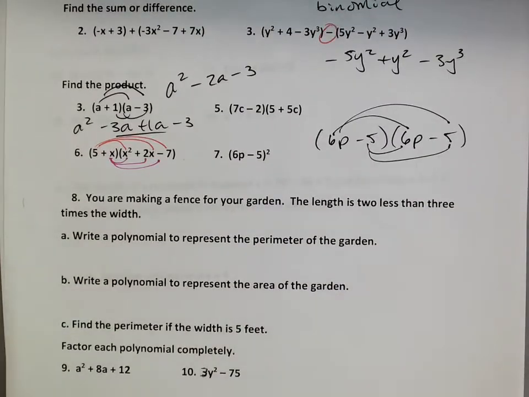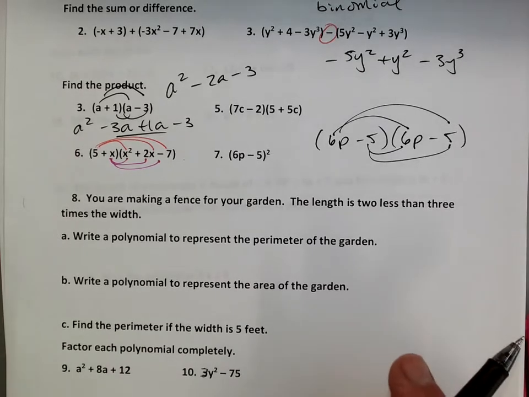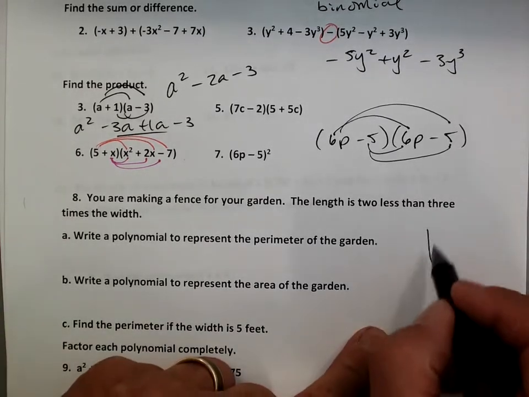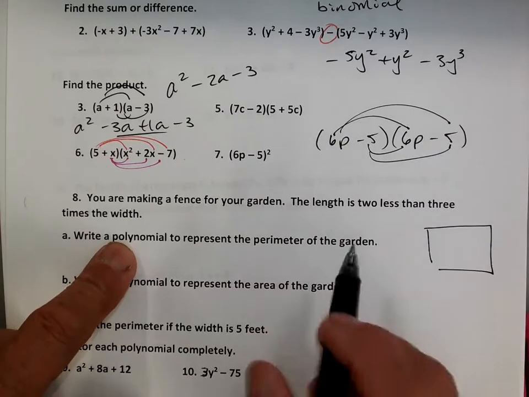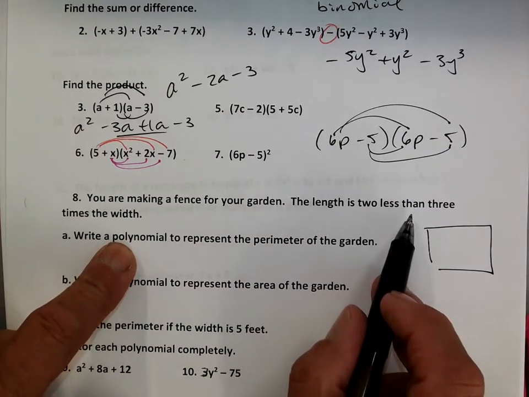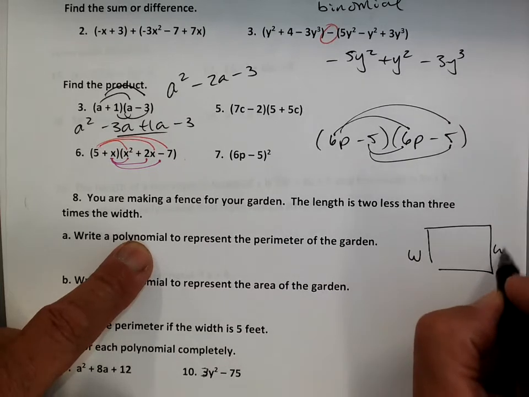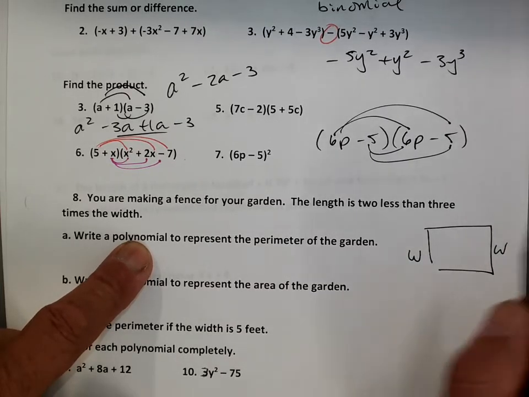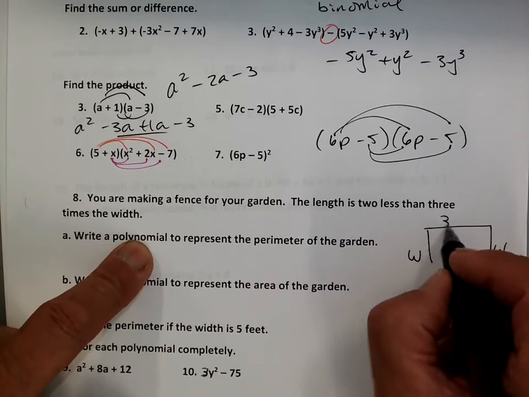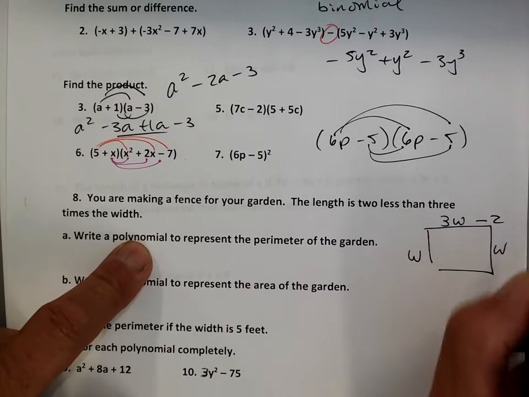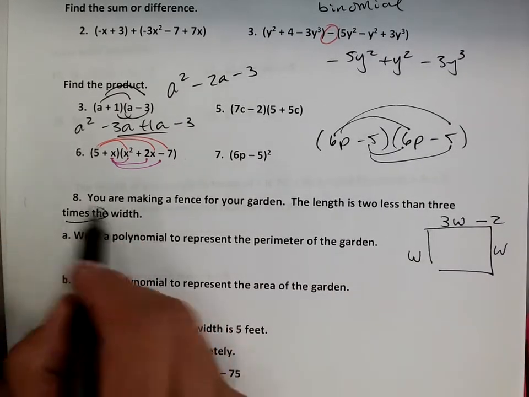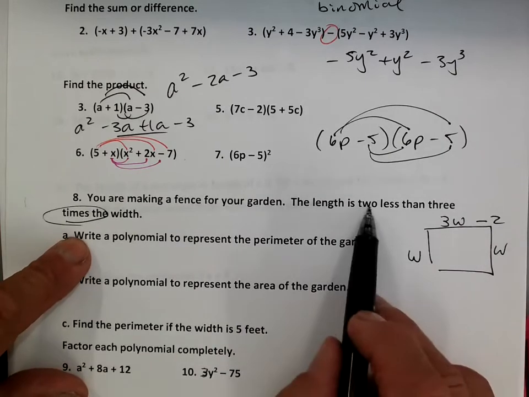Now 8, we've got to be careful on 8. We're going to draw a picture, we're going to use words, okay? So the length is 2 less than 3 times width. So we'll go width, and the length is going to be 3w minus 2, okay? 3 times the width, 2 less, okay?